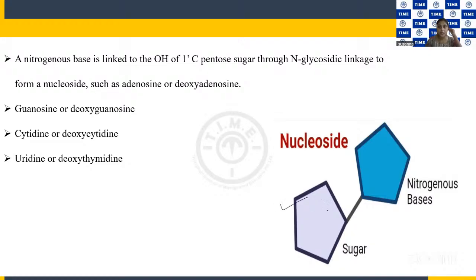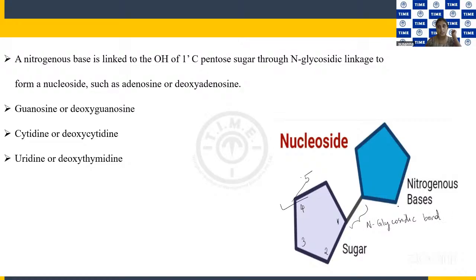To this pentose sugar, the OH in the first carbon. So this is the first carbon, this is the second carbon, third carbon, fourth carbon, and we have a fifth carbon coming here. In the first carbon's OH group, we can find the nitrogenous base, linked to the OH group of the first carbon of pentose sugar via N-glycosidic bond. So this bond's name is N-glycosidic bond.